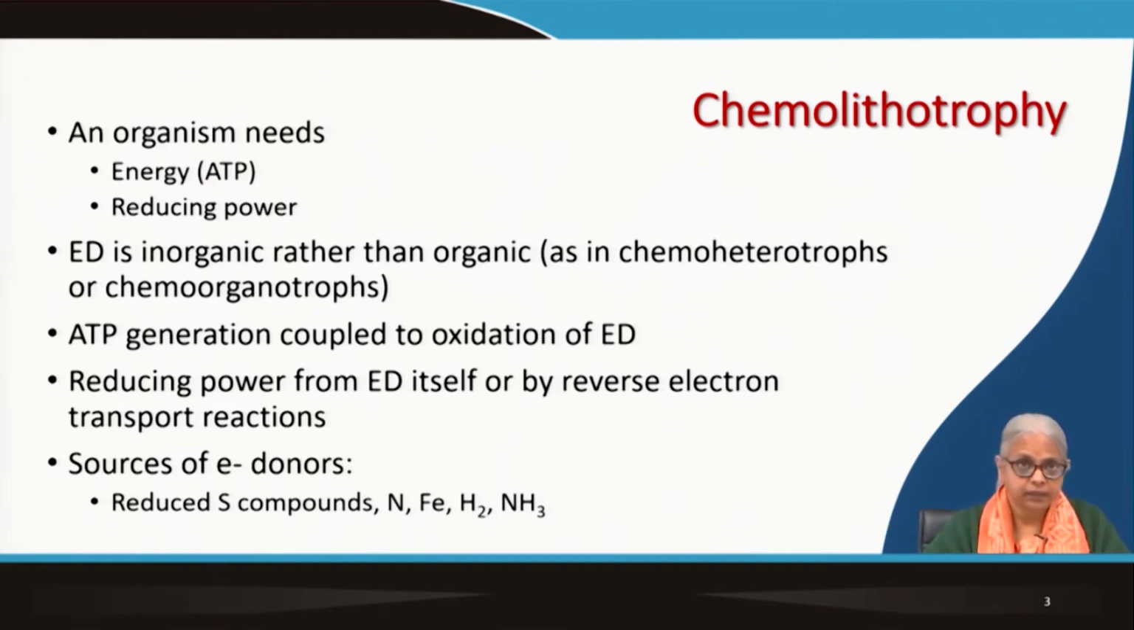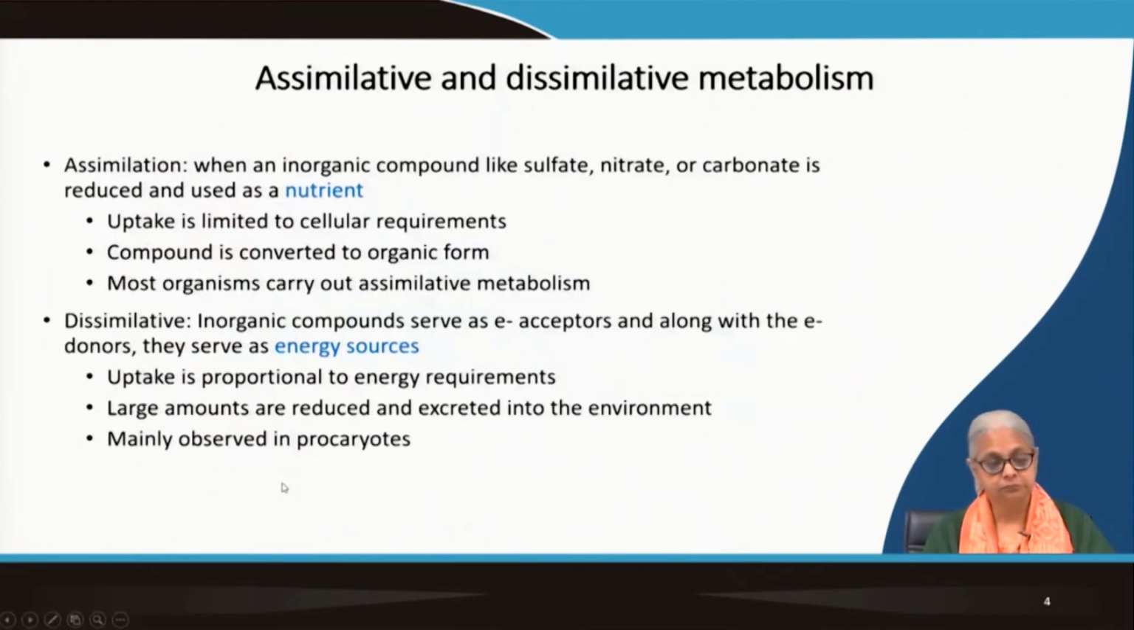What are the different sources of electron donors that are available? You can have any number of reduced sulfur compounds. Remember that sulfur can exist in several different oxidation states. Only sulfate is the most oxidized form. Below that you have thiosulfate, elemental sulfur, and sulfide. All these are reduced sulfur compounds. Similarly, you have reduced nitrogen compounds, ferrous iron, hydrogen, and ammonia. These are all reduced forms of inorganic compounds. Any of them can serve as electron donors, and in the process they will get oxidized.